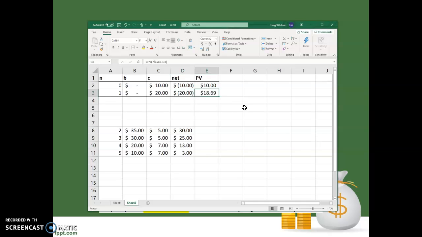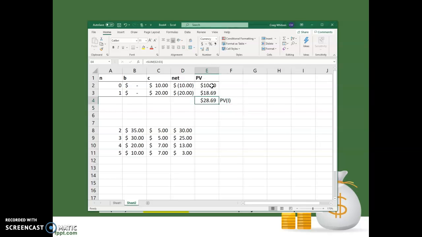So I have to discount it using the present value function to get it back to what that would be worth today in the present. So it turns out to only be $18.69. And then I will just add these 2 things together. Okay, so this is the present value of the investment.